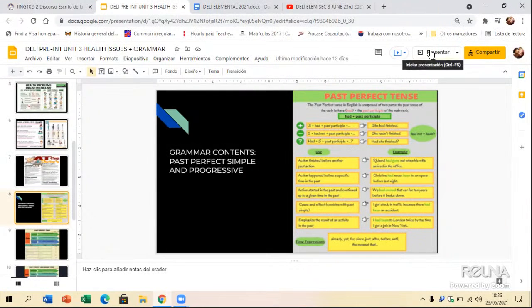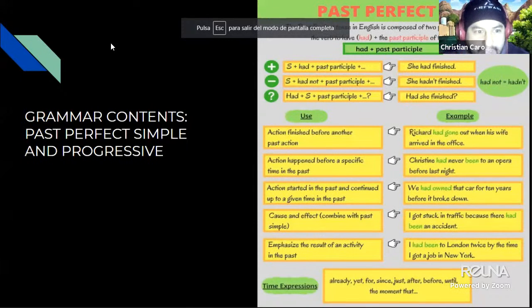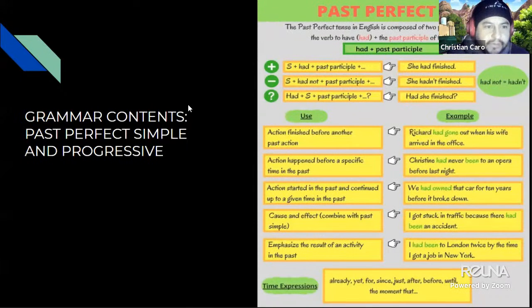Now, let's start talking about past perfect tense. I'm going to start using past perfect in context. But before that, we need to understand the context.